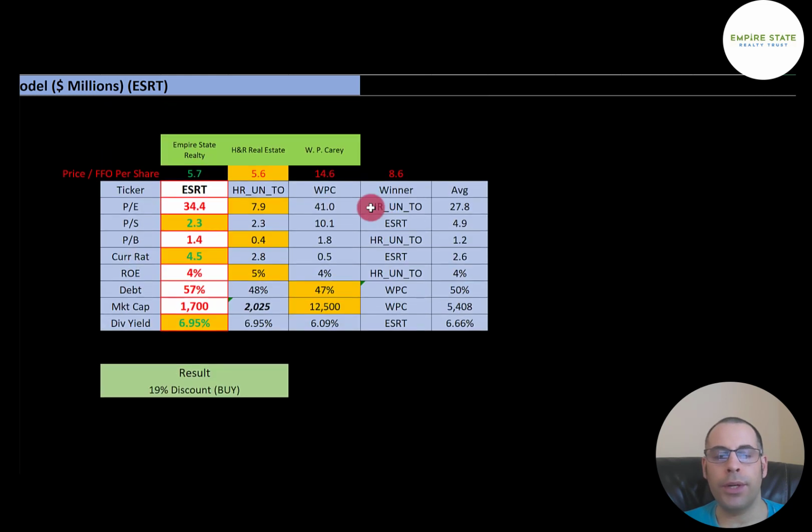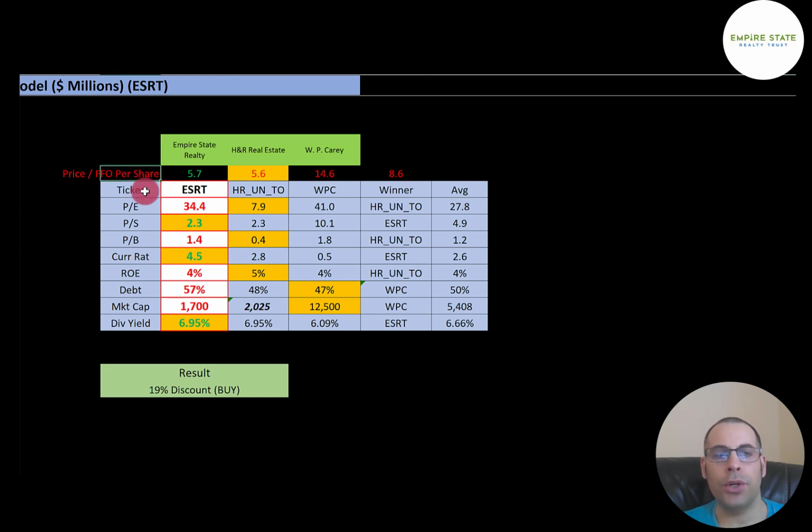The best way to look at ratios is to compare them to similar companies. I've done videos on H&R Real Estate and WP Carey, both in the same industry as Empire. And if Empire has a number in green, they're better than the average. If they have a number in red, they're worse than the average.